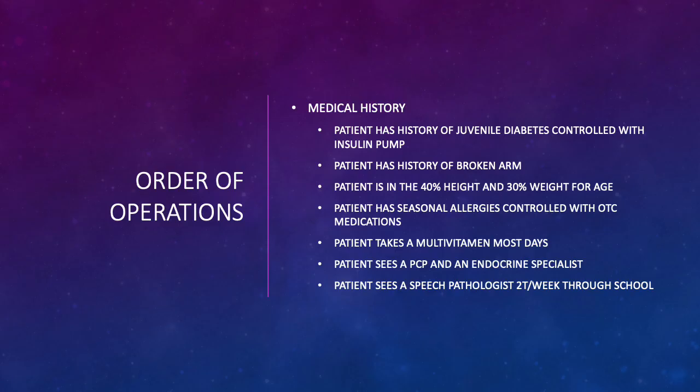Okay, so in our order of operations, medical and dental history need to be collected. This patient happens to be a juvenile diabetic controlled with an insulin pump. He has a history of one broken arm. He's in the 40th percentile for height and weight. He has seasonal allergies that are controlled with over-the-counter medication. He takes a multivitamin most days. He sees a PCP, and he also sees an endocrine specialist. Just in case anybody doesn't know what PCP stands for, in this case it is primary care physician.